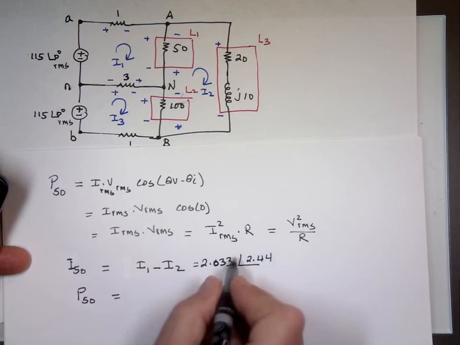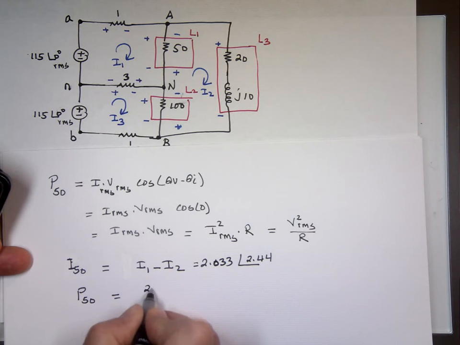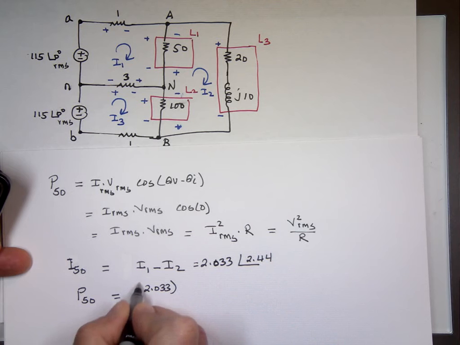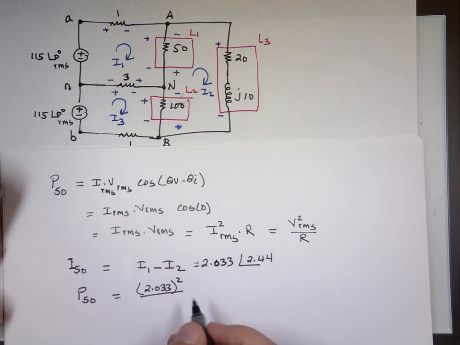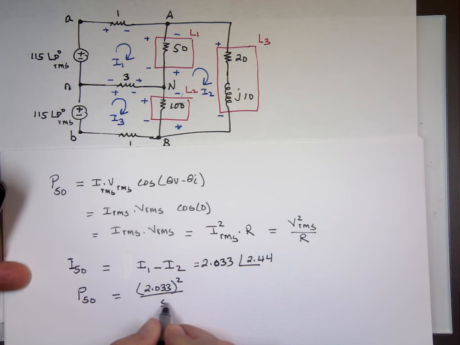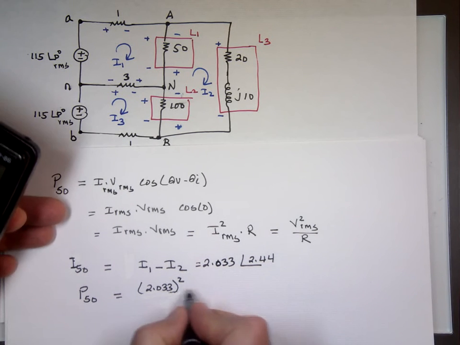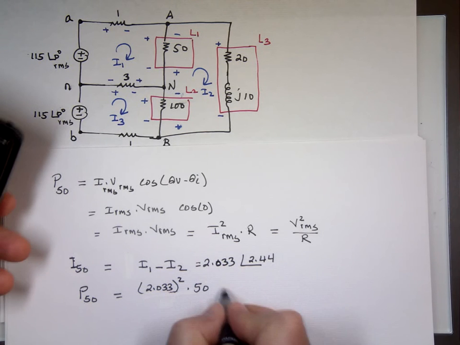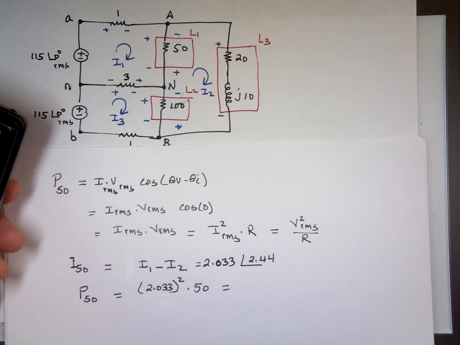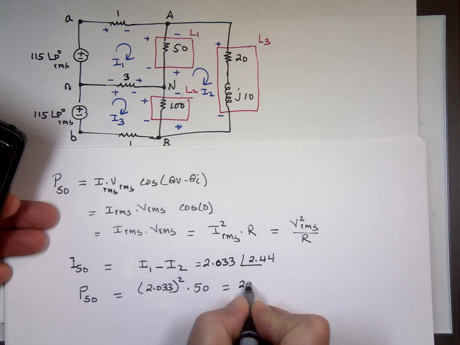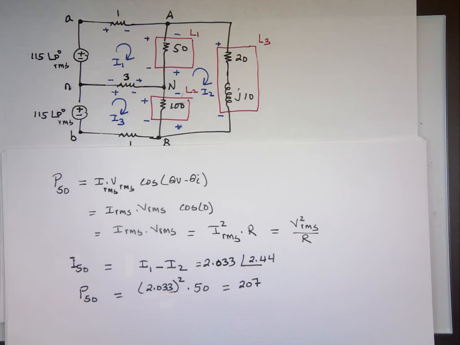So what is the average power absorbed by the 50 ohm resistor? The magnitude of that, which is 2.033 squared, divided by R. And what is R here? R is 50, right? Oh yeah, it's I squared times R, thank you. So 2.033 squared times the 50, which is roughly 207. 206.6 watts.